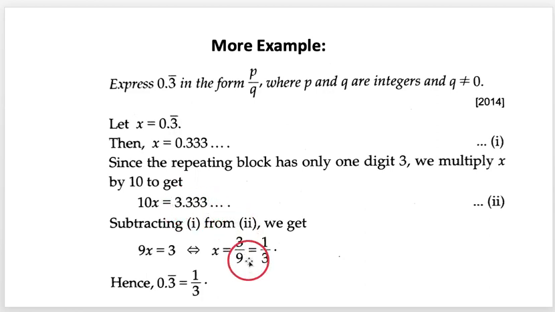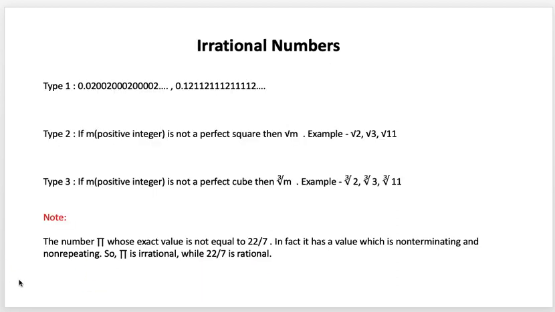3.333. Here you have to note one thing, you should remember one thing: after the decimal, whatever the number is here, it should be here also. Then only can you subtract. If we subtract 10x minus x, we are getting 3. Why? Because after the decimal, in both cases we see it is 0.333, 0.333. So from here we will get the value of x, that is 1 by 3.